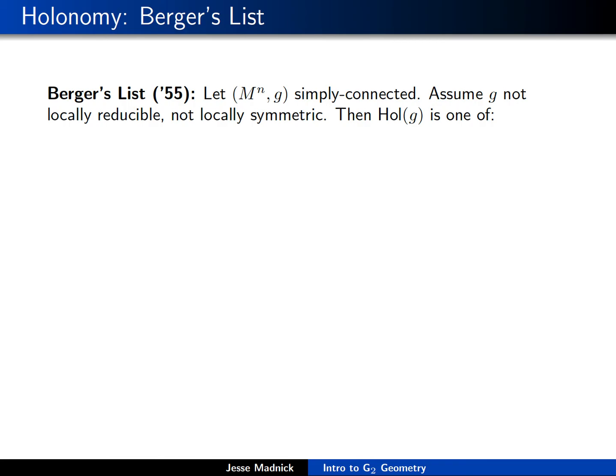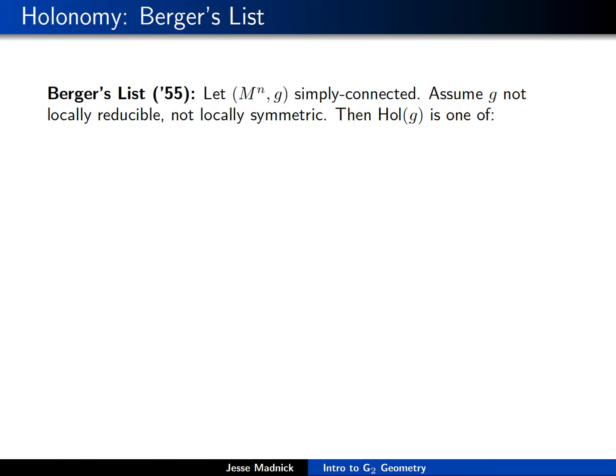Okay, so this is answered mostly by a beautiful theorem of Marcel Berger in 1955, and this is known as Berger's list. Berger's list was originally proven by Berger, and then later proofs were given by Jim Simons and I believe Carlos Olmos. So Berger's list goes like this.